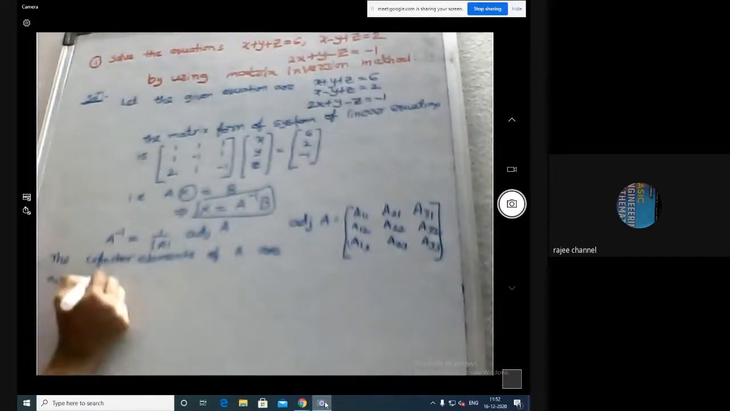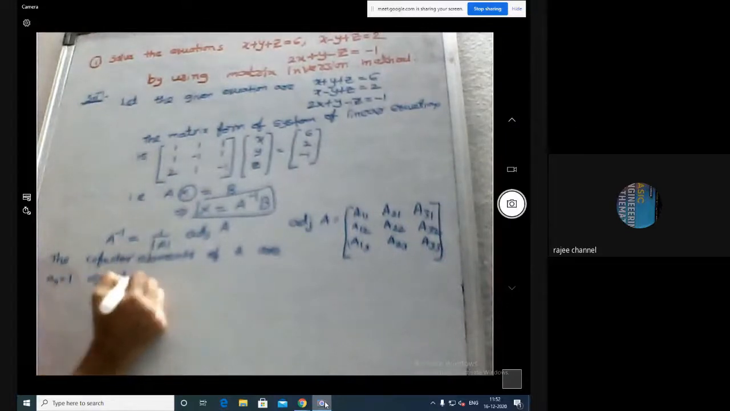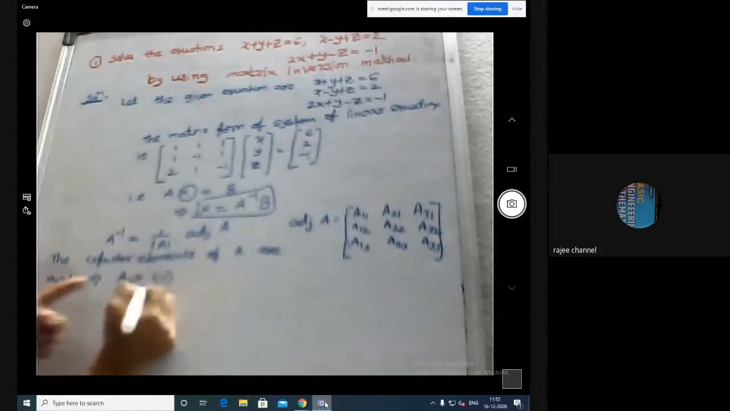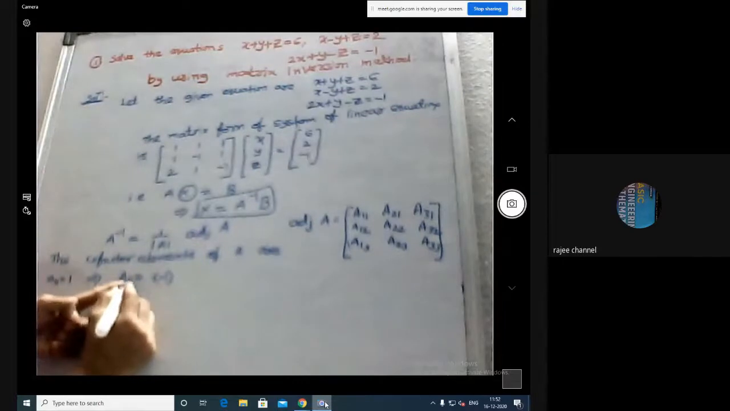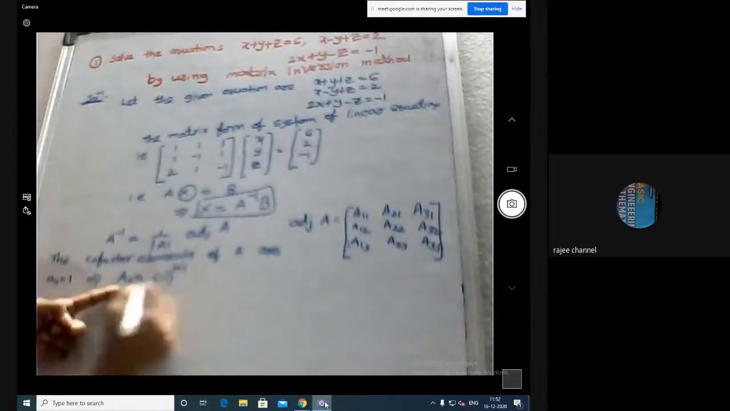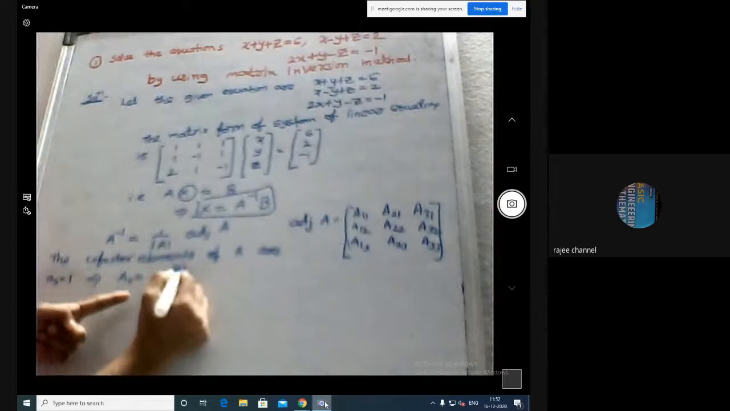So for the cofactor element capital A11, the formula is -1 whole to the power of i plus j, where i is equal to 1, j is equal to 1. Okay. -1 whole to the power of i plus j.